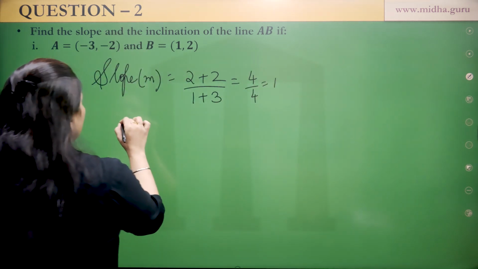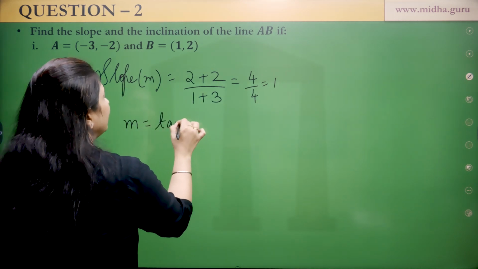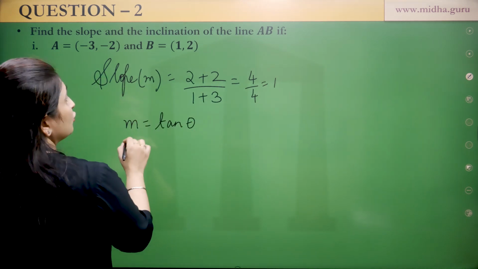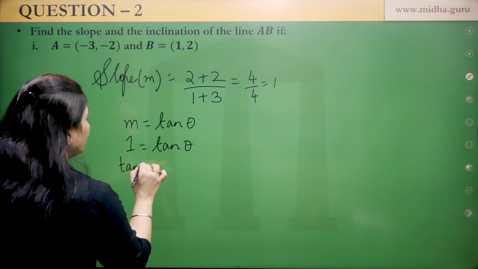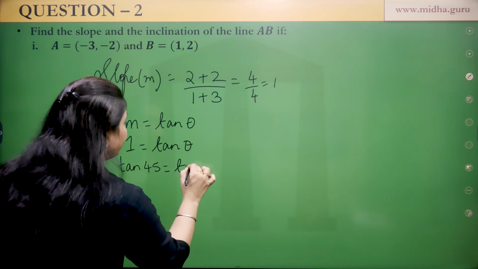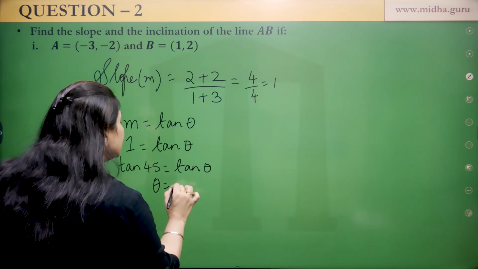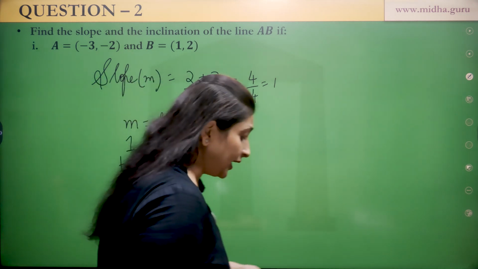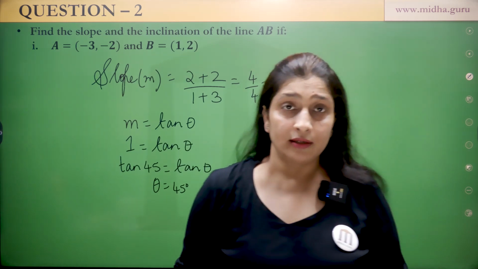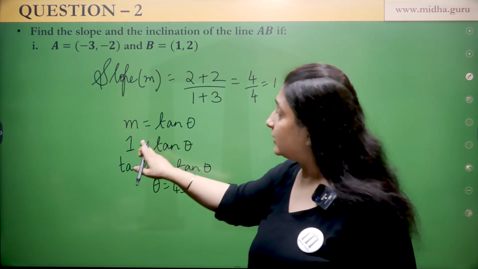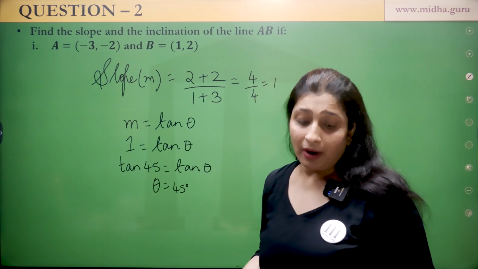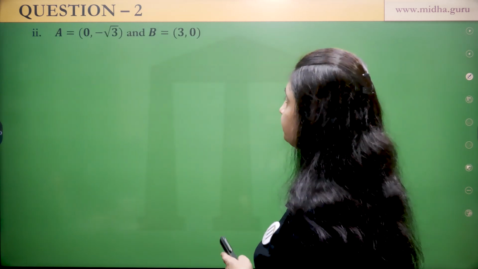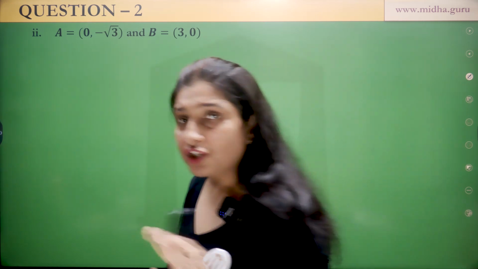It is 1. And m is again tan theta. We have to find the slope and the inclination also. So 1 is equal to tan theta. Write the steps properly. You're not going to write directly. Tan 45 is equal to tan theta, and then you write theta is 45 degree, so that none of your marks are cut. If you directly write theta is equal to 45 degree, maybe half marks or something is deducted. So next is the same question, next part.